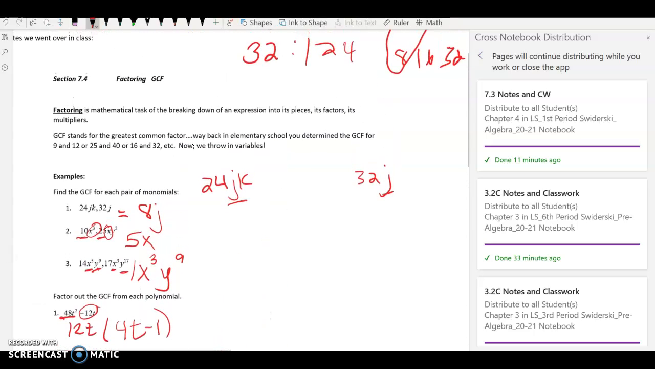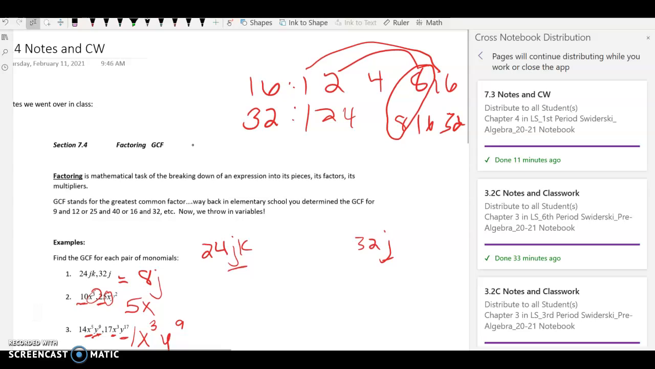All right, so that is pretty simple, 7.4 GCF factoring our polynomials.